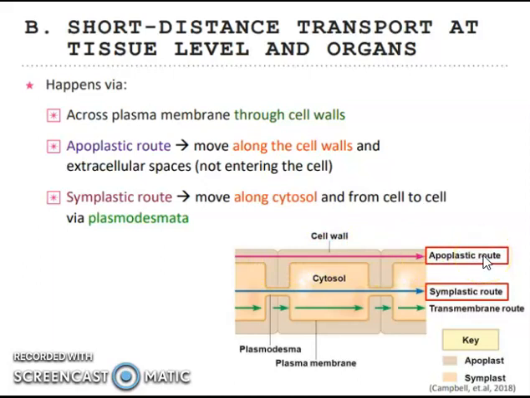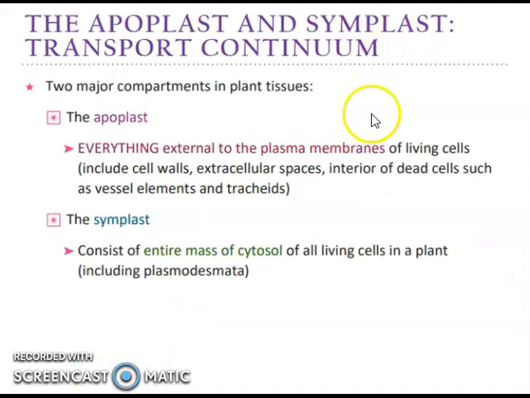So this figure we need this time. The information in this slide is about two major compartments in plant tissue whereby water and mineral can be transported between plant cells in the plant body. The first compartment is the apoplast, the region consisting of everything external to the plasma membrane of the living cell, including cell wall, extracellular spaces, and the interior of dead cells such as vessel elements and tracheids.